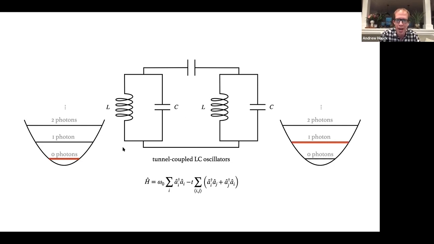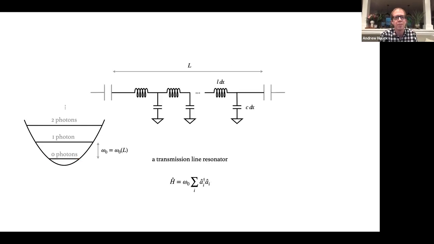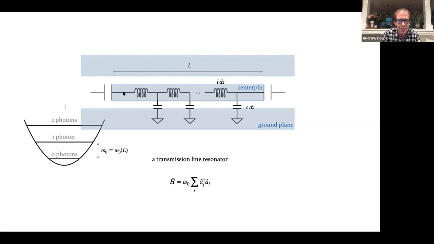Physically, we often don't have real inductors and capacitors. We build these in terms of transmission line resonators. So a transmission line resonator is just sort of a long wire that's about a wavelength or half a wavelength long, and the frequency is determined by the length. You can model it as series inductors and parallel capacitors, but really it just looks like this.